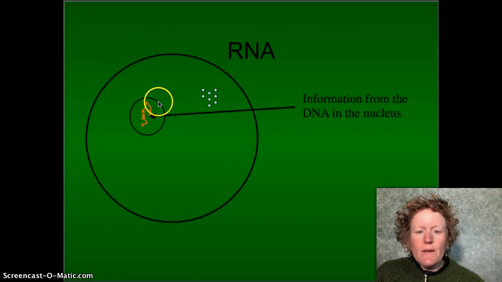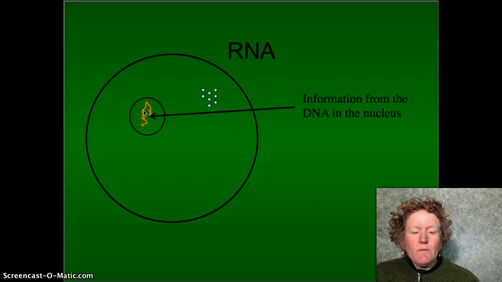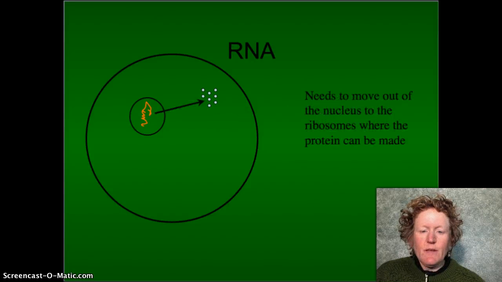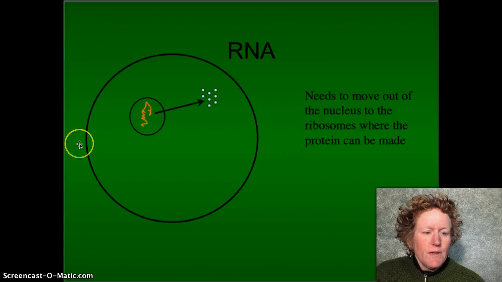DNA is transcribed into RNA, so information in the nucleus here can come out to the rest of the cell. DNA never leaves the nucleus. It stays there so it can be protected by the nuclear envelope from all the other things going on in the cell, but it sends a messenger out to the ribosomes. And that's what transcription is about. It's making that messenger, that RNA, so that it can move out to the ribosomes where protein can be made.